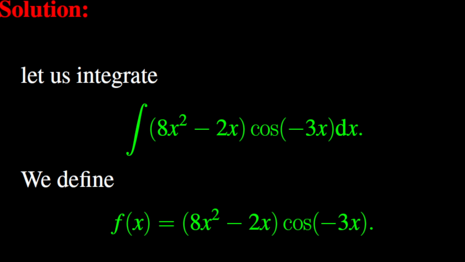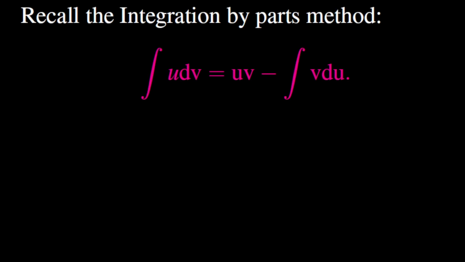In this case, we have a product of a nonlinear function with a polynomial function, so the best method to use is the method of integration by parts. Because this method will help us reduce the complexity of the problem by reducing the degree of the polynomial. Observe that the polynomial function 8x squared minus 2x is of degree 2. Therefore, our first goal will be to reduce the degree of the polynomial function to 1, by using the method of integration by parts.